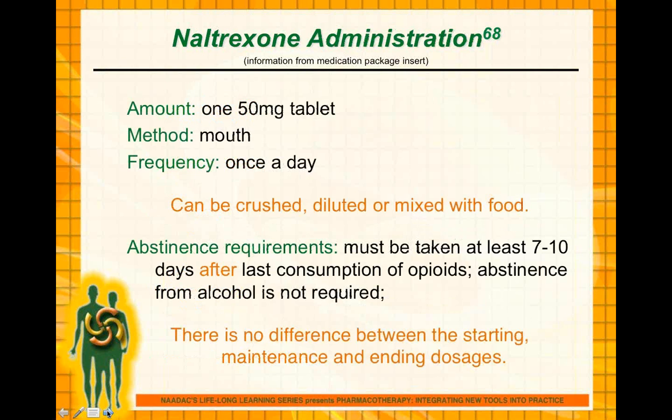So this daily prescription is just one 50-milligram tablet taken by mouth once a day. It also can be crushed or diluted or mixed with food. In order for a patient to be eligible for this medication, you'll notice that abstinence from alcohol is not required. But there is a requirement for abstinence from opioids. You cannot have taken opioids within 7 to 10 days of taking this medication.